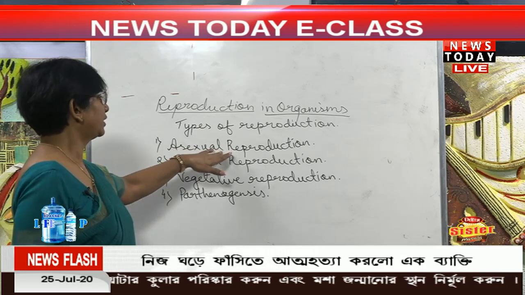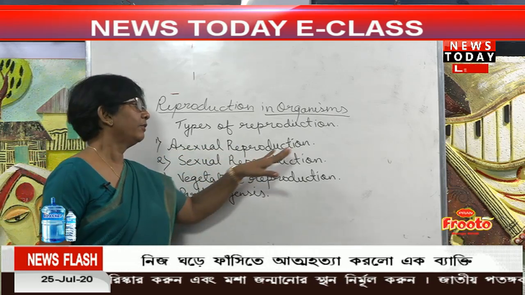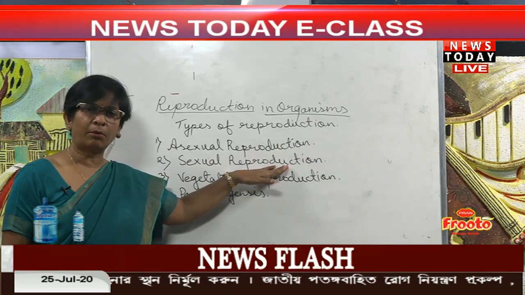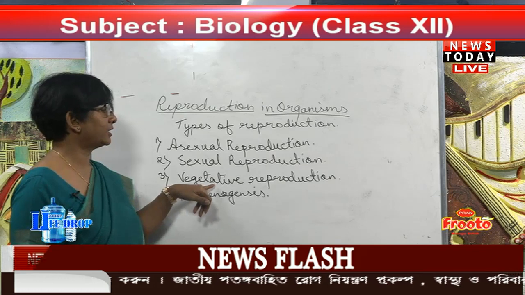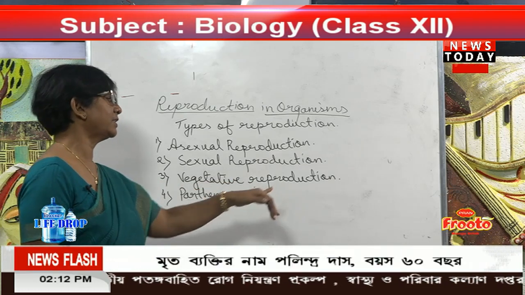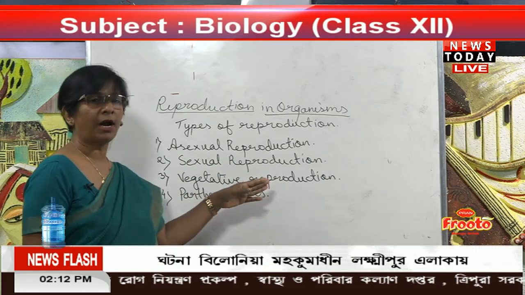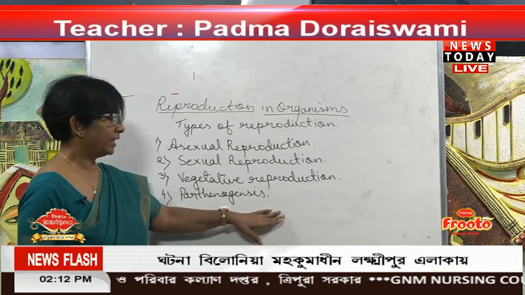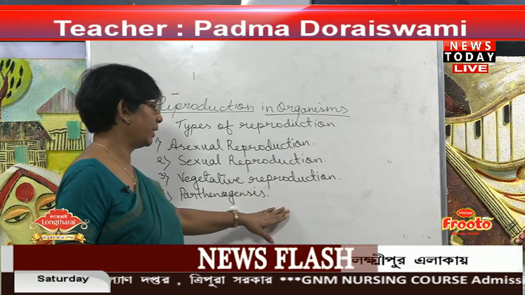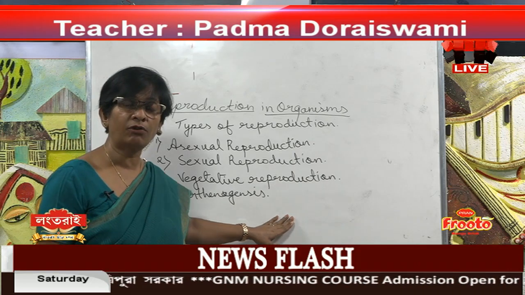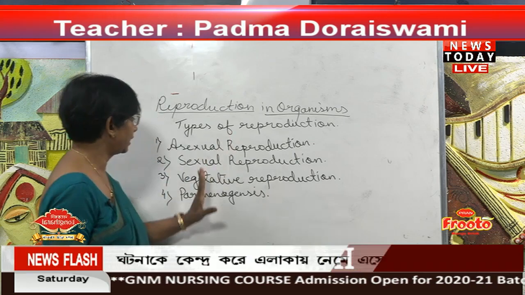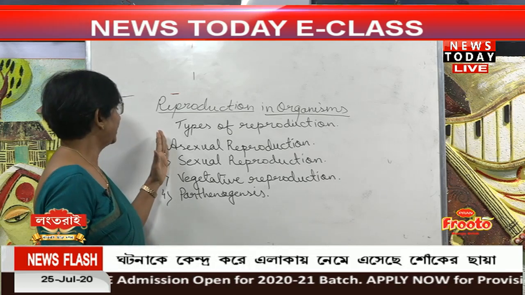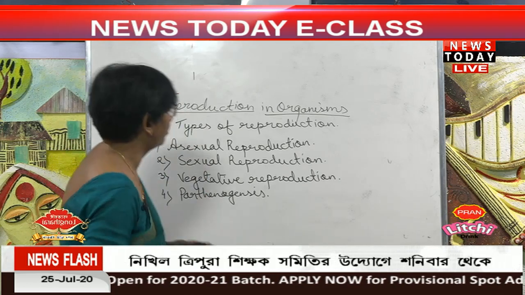Now, asexual reproduction is without the formation of gametes, and sexual reproduction has the formation of gametes. Vegetative reproduction means reproducing through any part of the body, and parthenogenesis means the organism takes birth from the egg but without fertilization. These are the four types of reproduction. First, we are going to take the details of asexual reproduction.